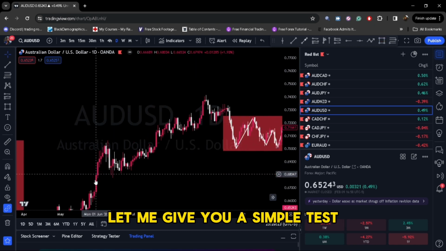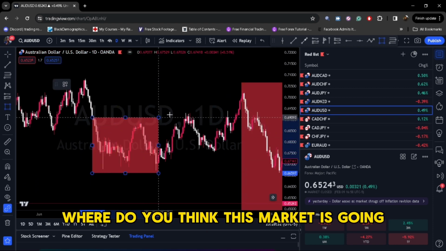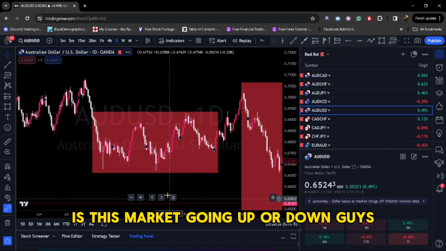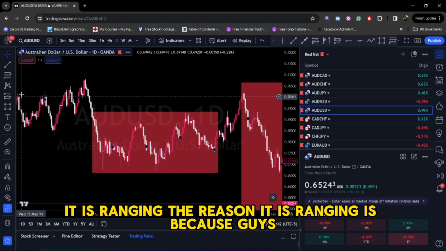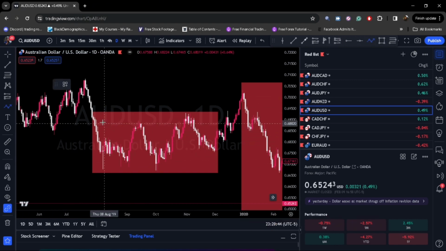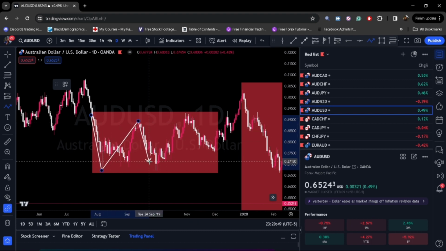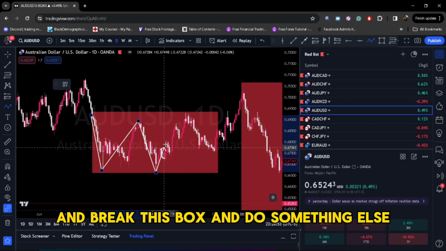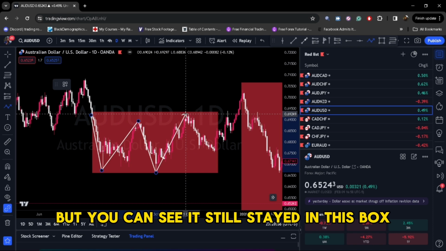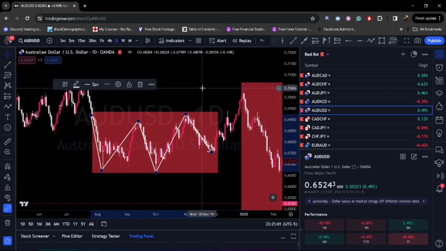Now, guys, let me give you a simple test. Let me see if you can understand this. Now, guys, where do you think this market is going? Is this market going up or down? Guys, the market is ranging. You feel me? It is ranging. The reason it is ranging is because, guys, it went to this point, came to this point. It's meant to continue going down and break this box and do something else, but as you can see, it still stayed in this box. So this right here is called a range.